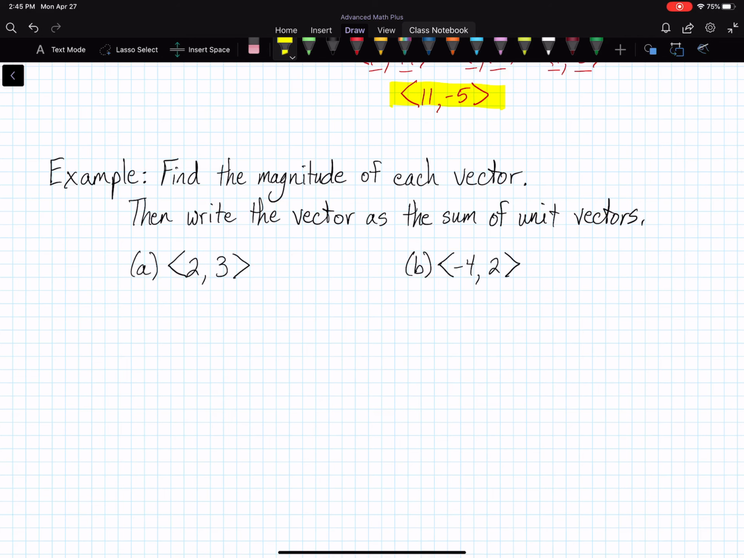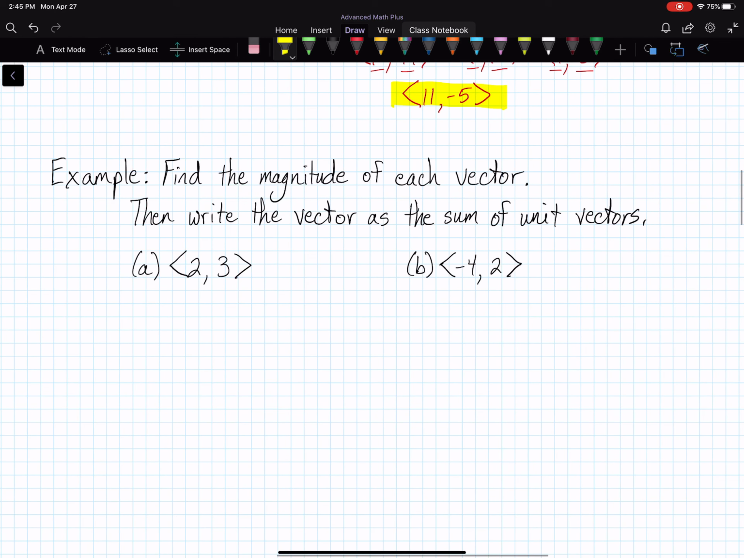Last couple problems. It says find the magnitude of each vector, then write the vector as the sum of unit vectors. So, these are vectors in ordered pairs. They want us to first find the magnitude, and second, write them as a sum of unit vectors. So, to find the magnitude, we're going to do like we have been doing. Magnitude is going to be the square root. Since they're already vectors, you just do 2 squared plus 3 squared. That's 4 plus 9. So my magnitude is the square root of 13, which does not reduce.